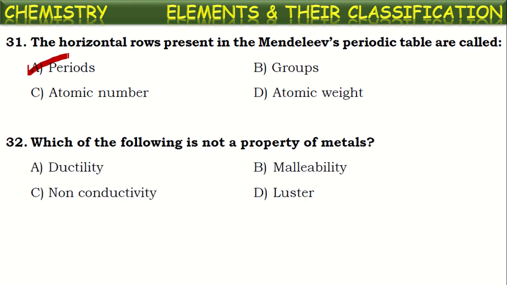But here if you observe, it is given non-conductivity. Are metals non-conductors? No. Metals are good conductors of heat and electricity. They can pass electricity through them. All the metals are conductors of electricity. Of course, some are the best conductors, some are somewhat lesser conductors. But anyhow, all the metals are conductors of electricity and heat. But here it is given non-conductivity as one of the properties of metals. So it is an incorrect property regarding metals.